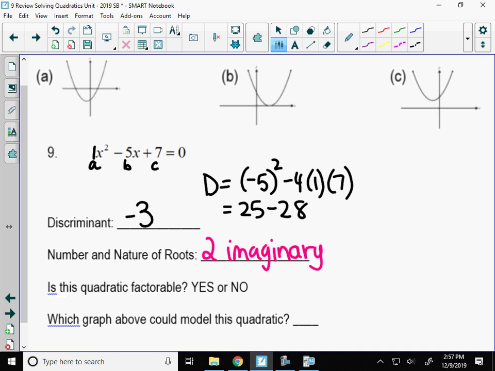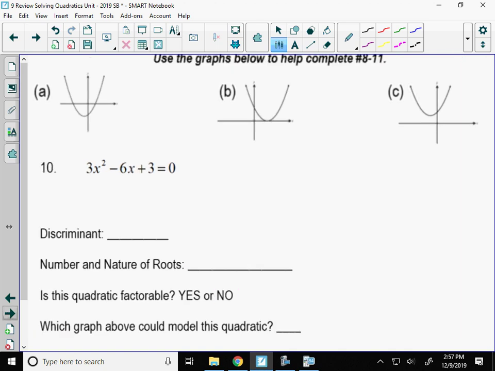If I have imaginary roots, I cannot factor that quadratic. And imaginary roots never cross the axis because there are no real roots. So C would be the picture of what that graph could look like. If you're having trouble telling how many roots and what the nature of the roots is, ask your teacher. We can give you a little bit more of a descriptive reason why.